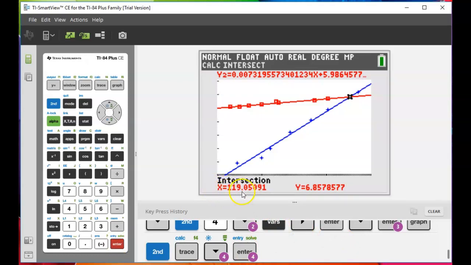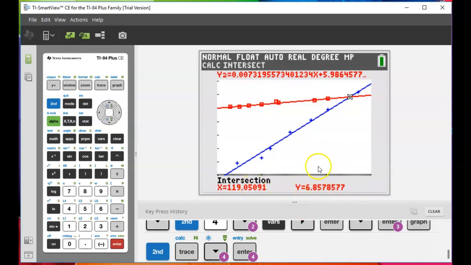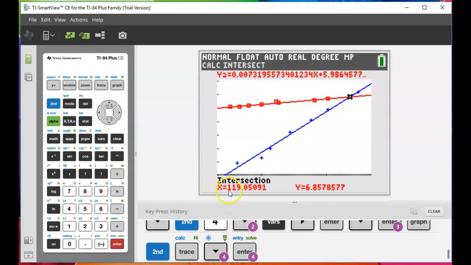and it tells me that my intersection here is at the X value of 119.05 and the Y value of 6.9-ish. And so that's where I would expect these two things to come together. So for example, if my X value were my years, then I would expect them to be the same at year 119.